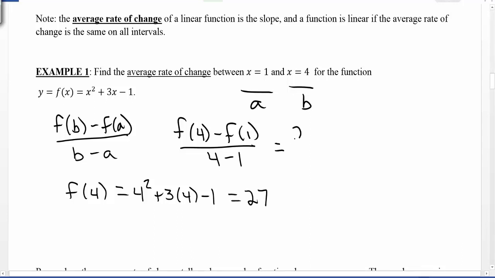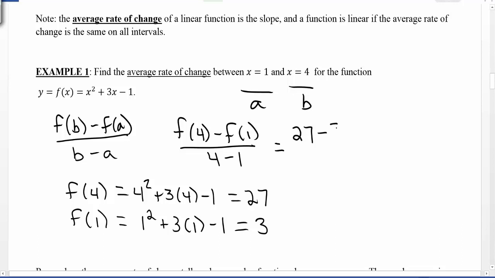So that's my y value up in the top. I also need to calculate f of 1. So again, I take 1 and I plug it back into my original function here. And then I crunch all the numbers. And so here, f of 1 is going to give me 3.